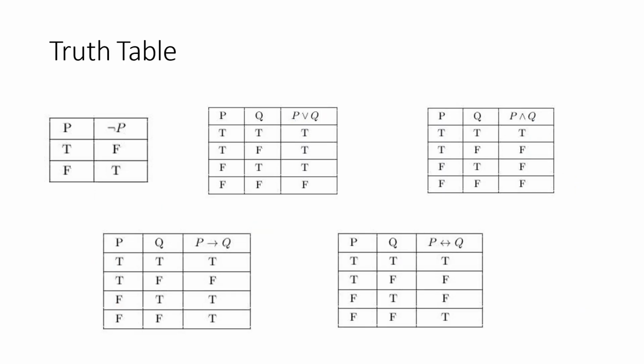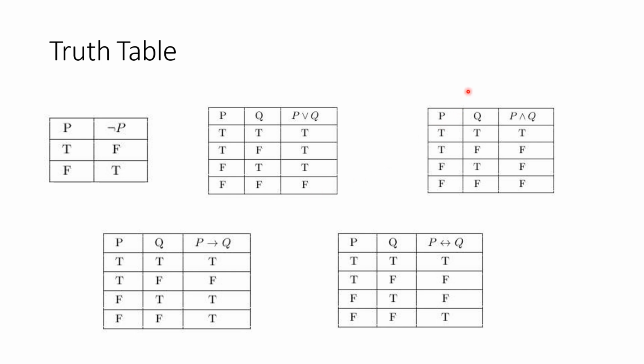Next we can see the truth table. You may have already studied the truth table in digital electronics. First one is P and not P, that is the NOT operator. When P is true, not P is false. When P is false, then not P will be true. Then next is P or Q. P or Q means if either P or Q is true, then P or Q will be true. In the first case both are true, then P or Q will be true. Second case, P is true, Q is false, then P or Q will be true. Third case, P is false, Q is true, then P or Q will be true. And when both are false, then P or Q is false.